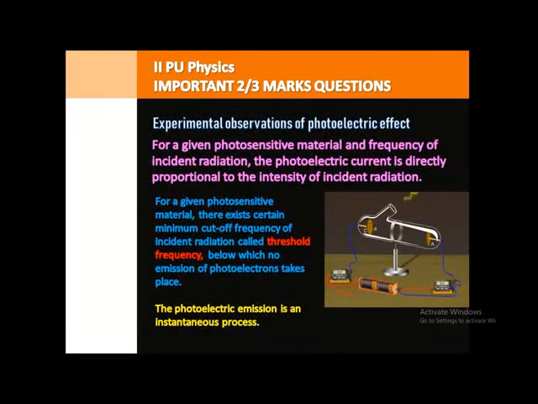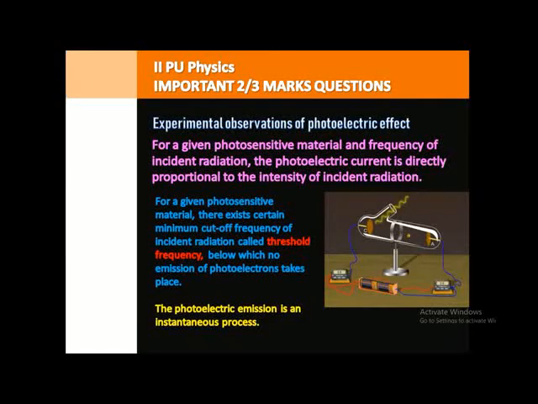Next, experimental observations of the photoelectric effect. First, for a given photosensitive material and frequency of incident radiation, the photoelectric current is directly proportional to the intensity of incident radiation. Second, for a given photosensitive material, there exists a certain minimum cutoff frequency of incident radiation, called the threshold frequency, below which no emission of photoelectrons takes place. Third, photoelectron emission is an instantaneous process.